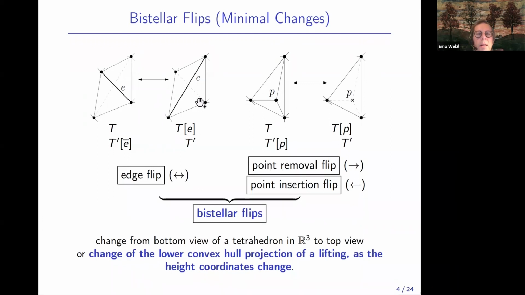What you see here are the changes that happen if you look at the lifting and you change the height coordinates of the points. So these are the changes you observe while the height coordinates of the points change. So these are the flips.